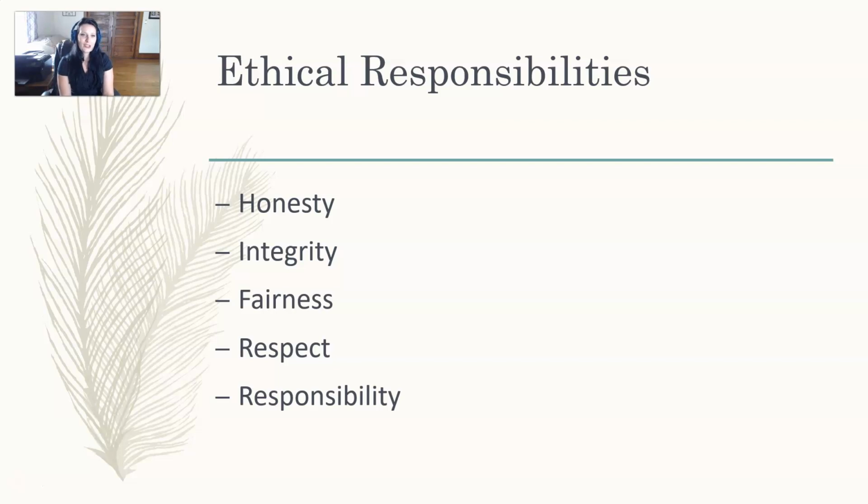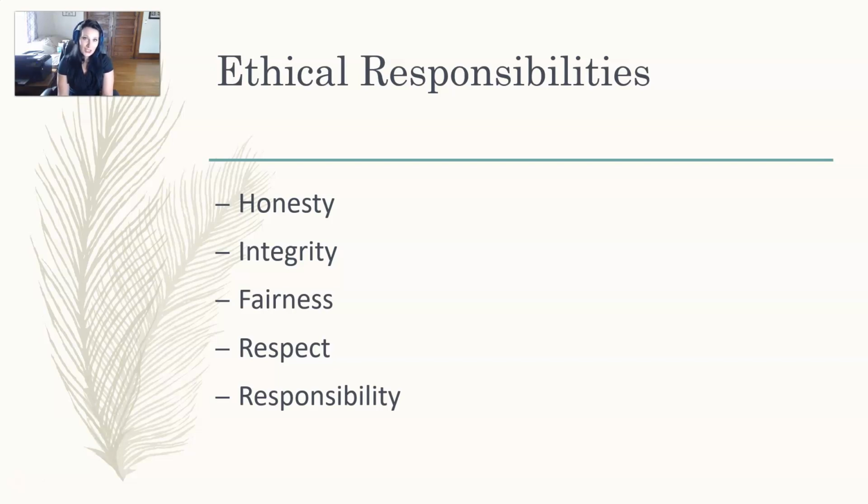Now, honesty, integrity, fairness, and respect are wonderful virtues that I think all of us should embrace and love. But I personally hit the responsibility one. You need to realize here at the get-go that communication is a choice.